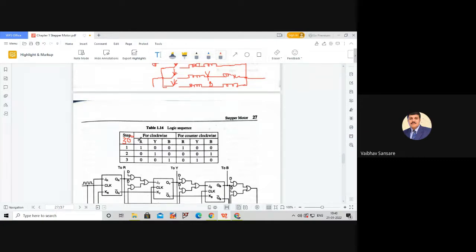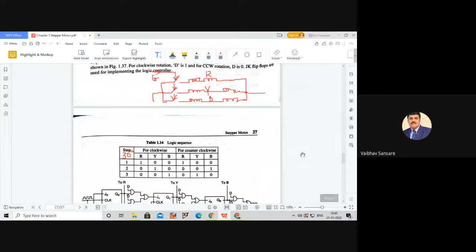Now if we have to reverse this direction, we simply have to reverse the sequence of excitation which is provided to the phases. So initially if we excite the R phase, then we have to excite the B phase and then the Y phase. If we reverse this phase sequence, the direction of rotation of the motor gets reversed.